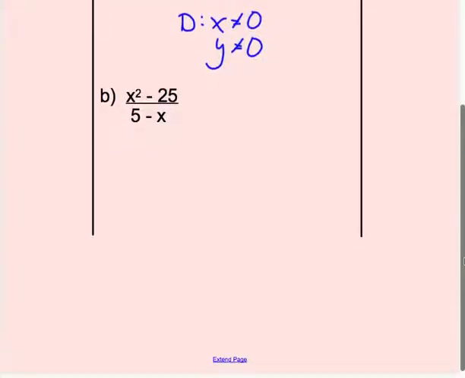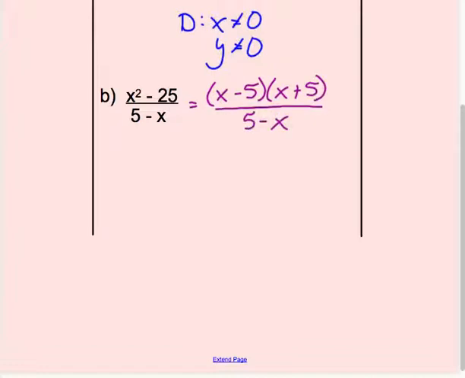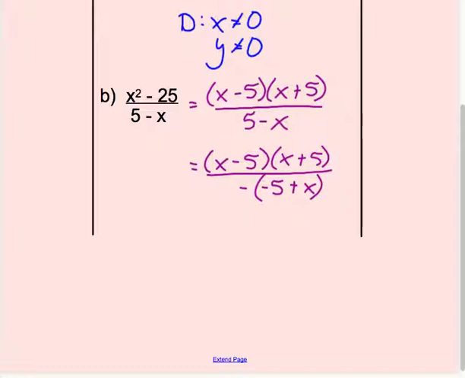All right, part B is not factored. Our numerator, x squared minus 25, is a difference of squares, so we can factor that as x minus 5, x plus 5, all over 5 minus x. Now 5 minus x isn't exactly the same as one of the binomials in the numerator, but maybe I could factor out a negative and get it to match. So we factor that negative out and we get negative 5 plus x, which is the same thing as x minus 5 if we were to switch those around.